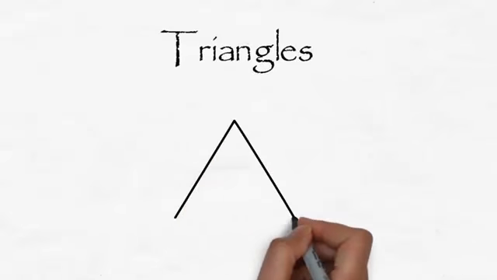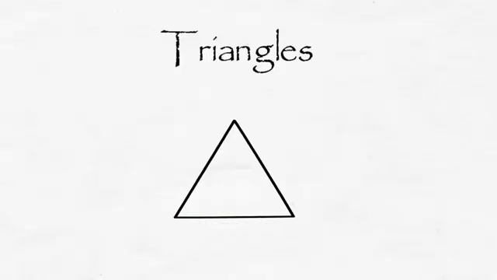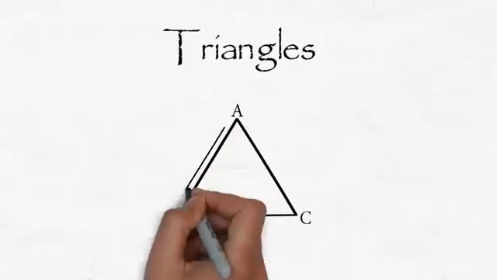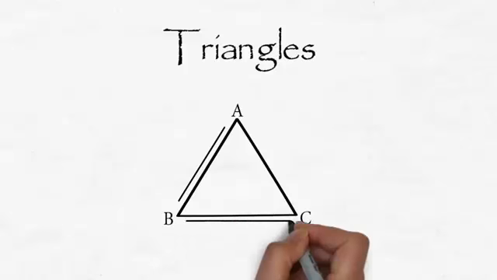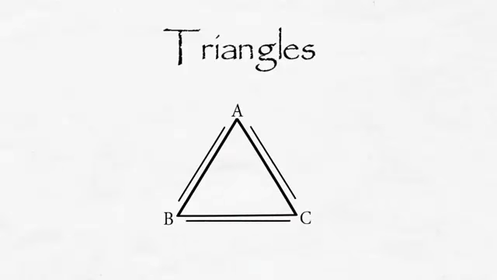A closed figure formed of 3 or more line segments is called a polygon. A polygon with 3 sides is called a triangle. It has 6 elements, namely 3 sides and 3 angles. The adjoining figure shows triangle ABC. The 6 elements of this triangle are side AB, side BC, side AC, angle A, angle B, and angle C. A, B, and C are 3 vertices.